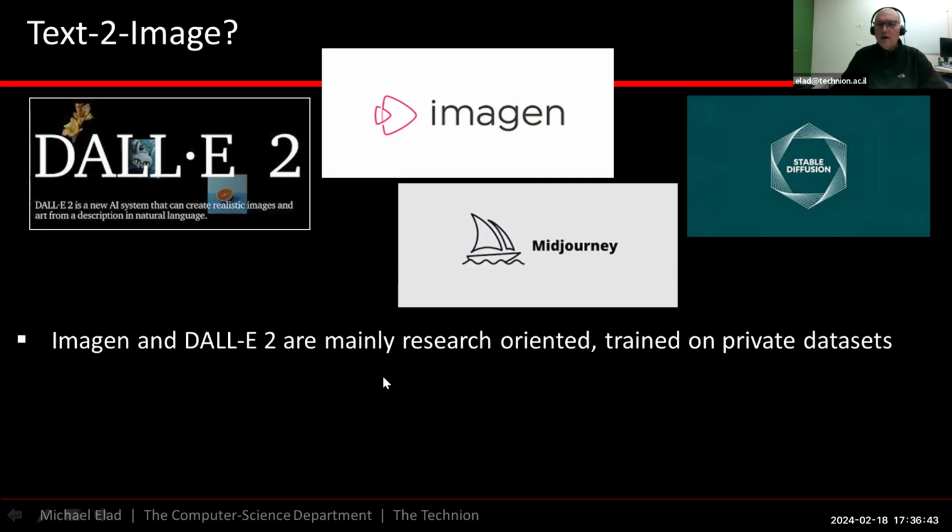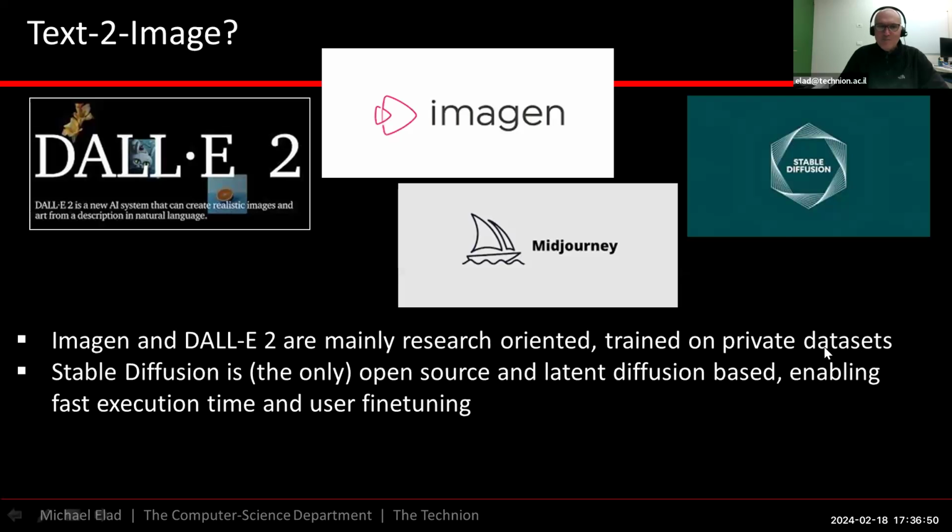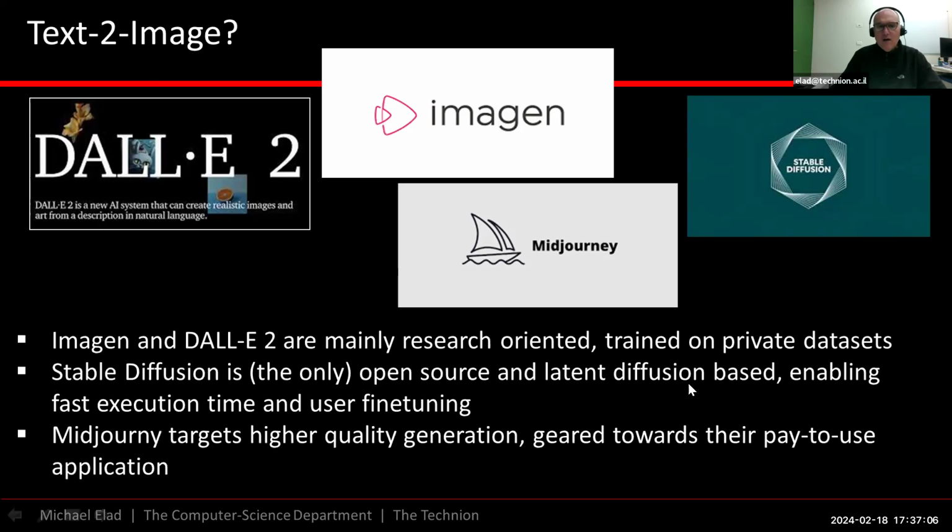Imagen and DALL-E are research papers, and they are trained on private data sets that you and I don't have access to. Stable Diffusion is the only open source, which explains why it is so popular and being used by everybody. The open source is not the training data itself, as far as I know, but the code, the diffusion algorithm itself. Midjourney is a pay-to-use application, and the image quality by Midjourney is agreed by many to be the best.